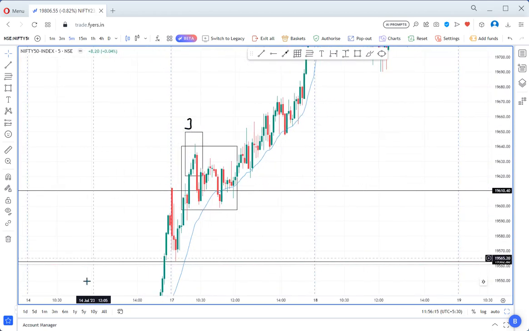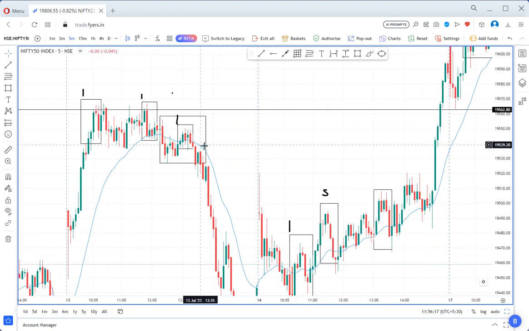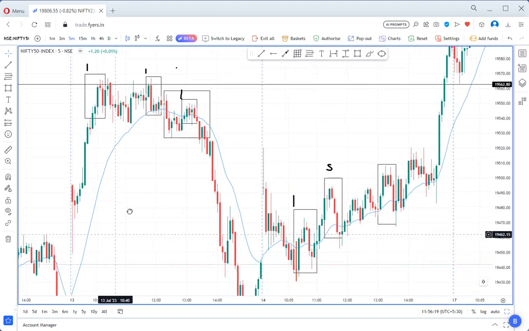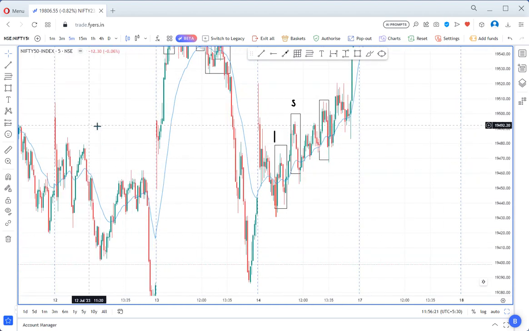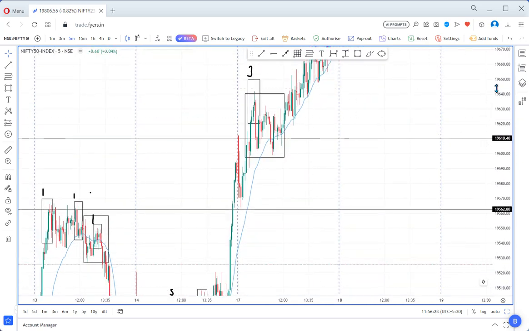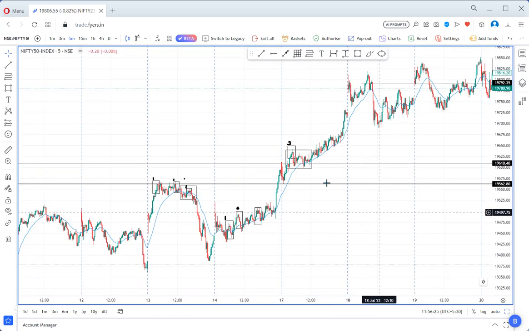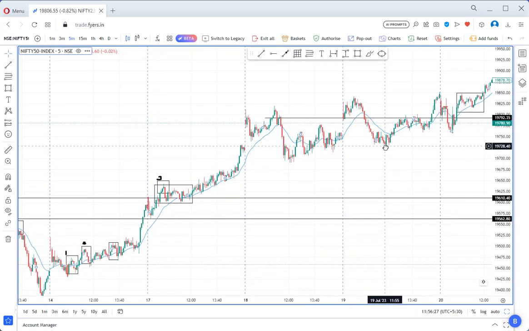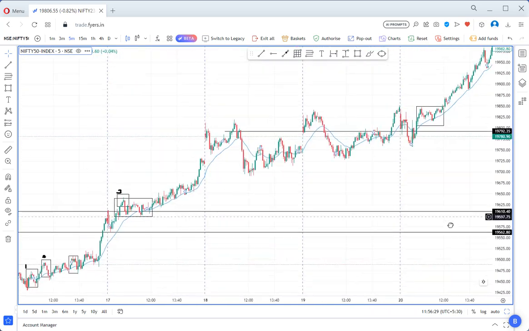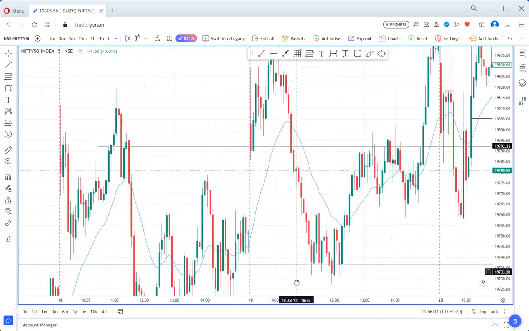So this is the third structure. Okay, let's go for the fading approach, where from the start we are fading tops. Okay, let's go through. Okay, here is a great example of this.